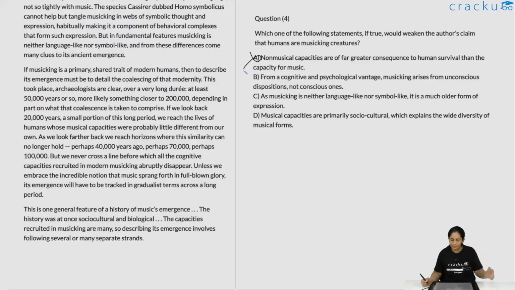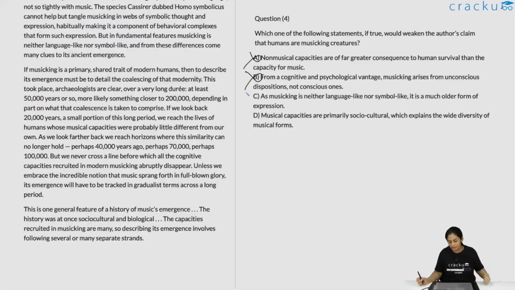From a cognitive and psychological vantage, musicking arises from unconscious dispositions, not conscious ones. Even if they are unconscious dispositions, they are still human dispositions. They are still human abilities. So, as long as they are human abilities and universal human abilities, his point is not invalidated as such. So, B also is not weakening his point.